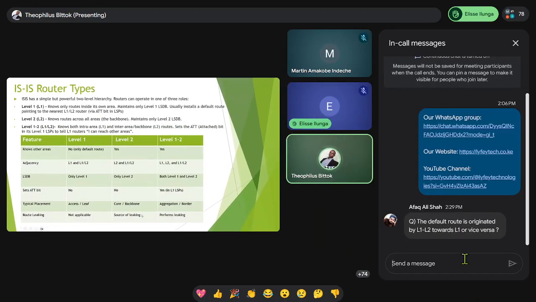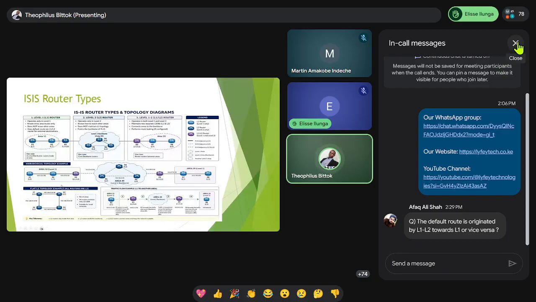But the level 2 router knows routes in different areas. So you may find it leaking other routes to maybe a level 1, 2 router. So the level 1, 2 router also performs leaking. So in terms of route leaking, it's only two routers that perform it: the level 2 router and the level 1, 2 router.